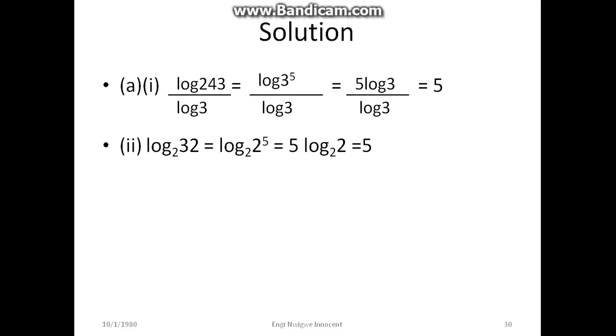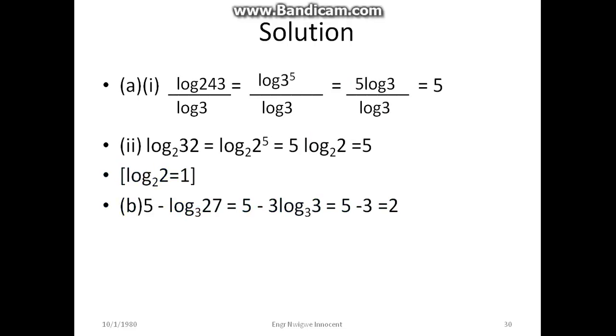And again, B, we are asked to simplify 5 minus log 27 to the base 3. Log 27 is 3 times 3 times 3, that is 3 raised to power 3. Therefore, we have 5 minus 3 log 3 to the base 3, because 3 raised to power 3 will bring the 3 before the log, so that we will now have log 3 to the base 3. Therefore, we now have 5 minus 3, which will give us 2.